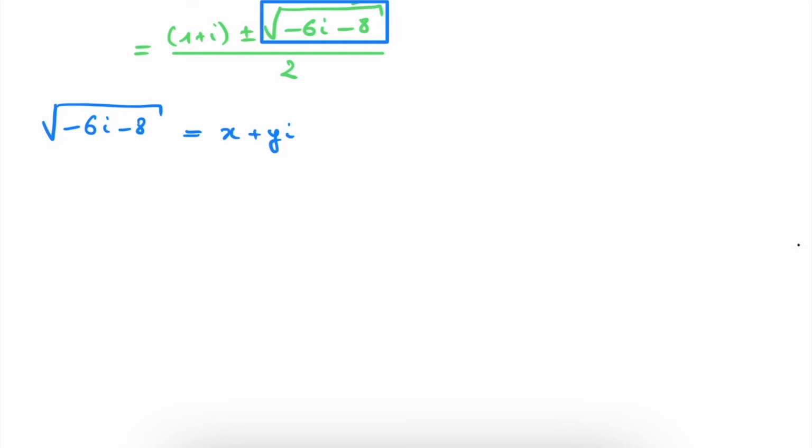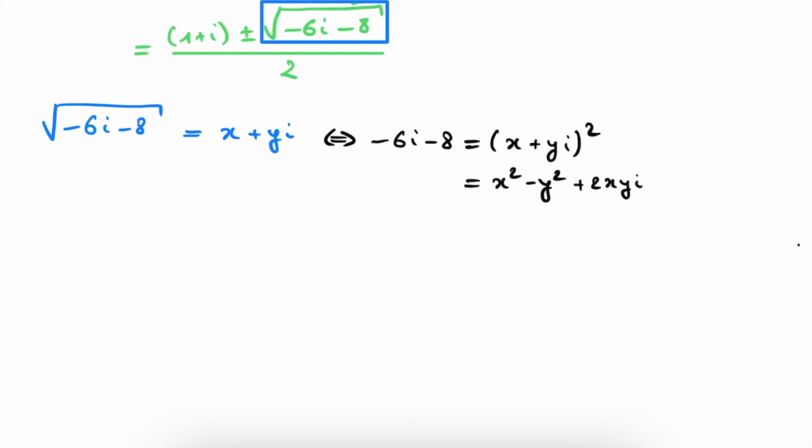And we need to find, of course, now this x and this y, exactly in the same way as we did in the previous part of this video. So we can rewrite this equation by squaring both sides of the equality sign. So we get minus 6i minus 8 is equal to the square of x plus y times i. And we know that this, of course, is equal to x squared minus y squared plus 2 times x times y times i. And this minus comes from y squared i squared, but i squared is minus 1.